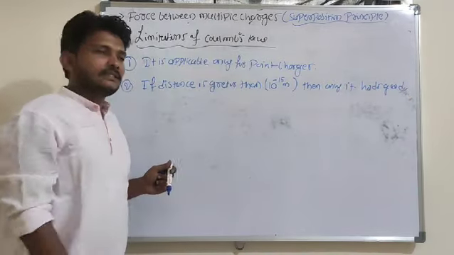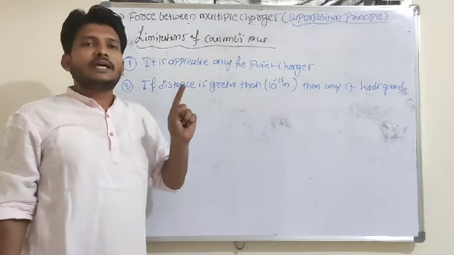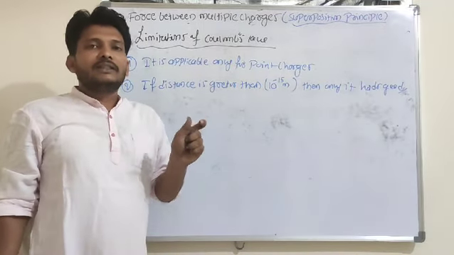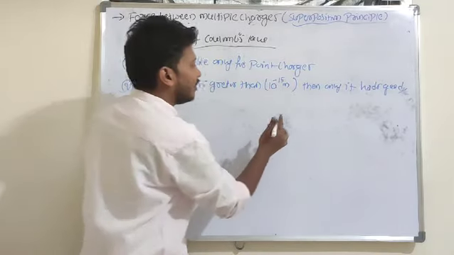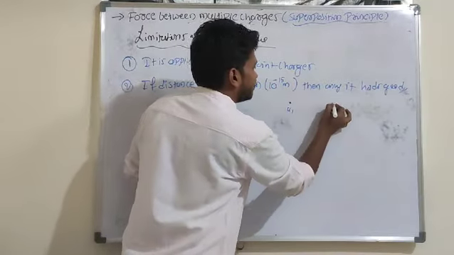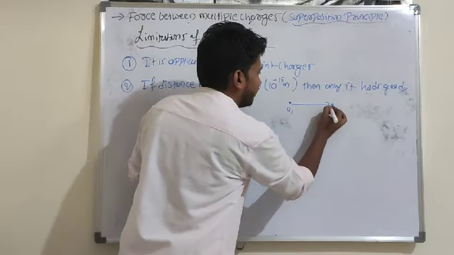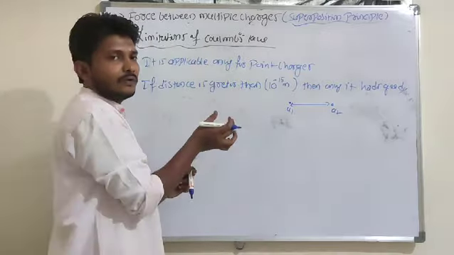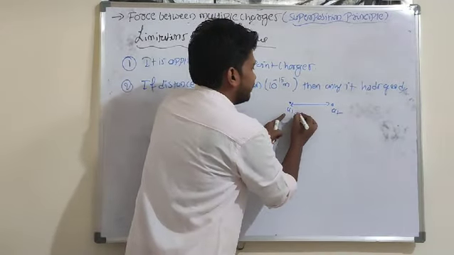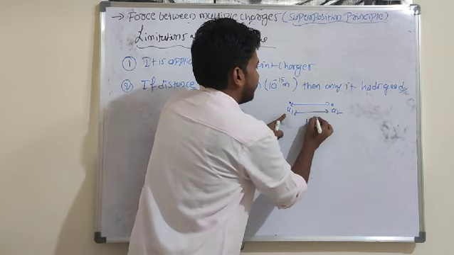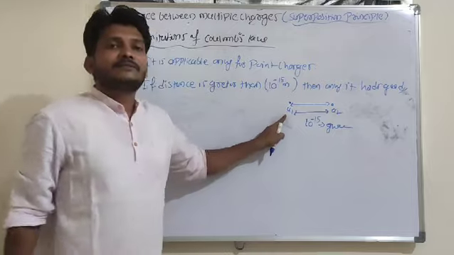So let me understand the second point here. Coulomb's law holds good only when the distance between the charged particles is greater than 10 to the power of minus 15 meter. For example, here charge q1 is there, here charge q2 is there. In order to get that attractive force or repulsive force, or in order to obey Coulomb's law, the distance between these two charged particles must be greater than 10 to the power of minus 15 meter.